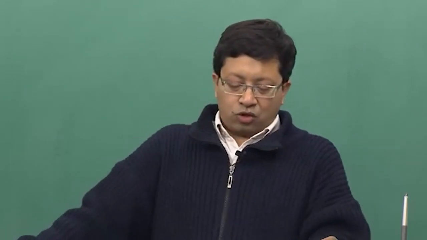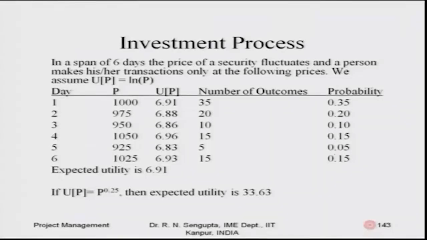Now consider a security investment. The price of the security fluctuates in such a way that the log of the prices gives you the total utility. The number of days is given in a simulation sense. Prices have been, say for example, 1000 for 35 outcomes out of those 100 days. A price of 950 occurs on 5 days.